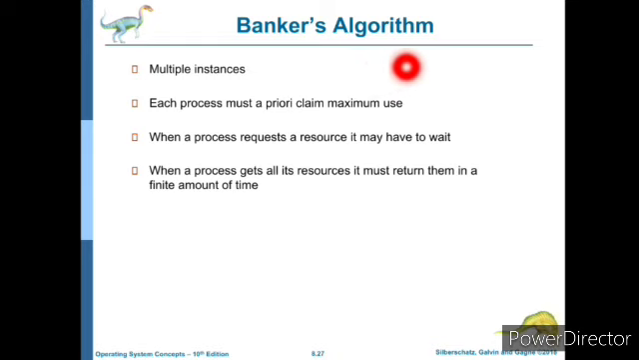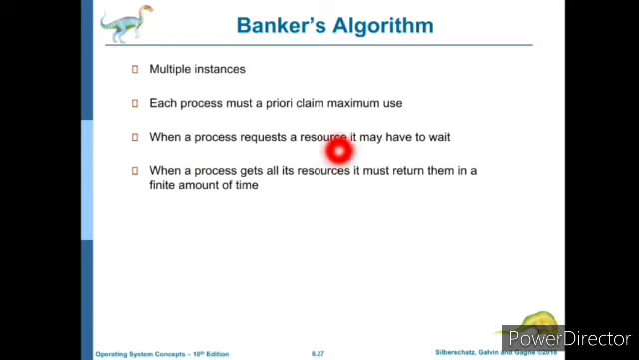this algorithm could be used in a banking system to ensure that the bank never allocated its available cash in such a way that it could no longer satisfy the needs of all its customers. Okay, each process must a priori claim maximum use. That is, when a new process enters a system, it must declare the maximum number of instances of each resource type that it may need. This number may not exceed the total number of resources in the system.